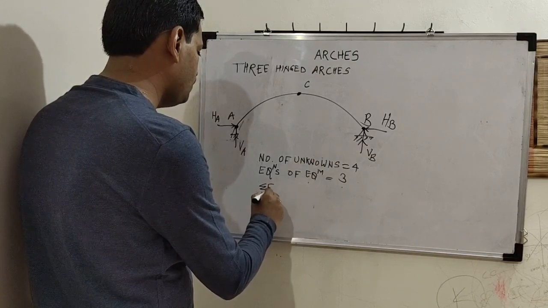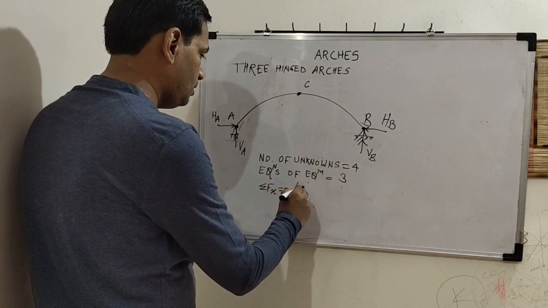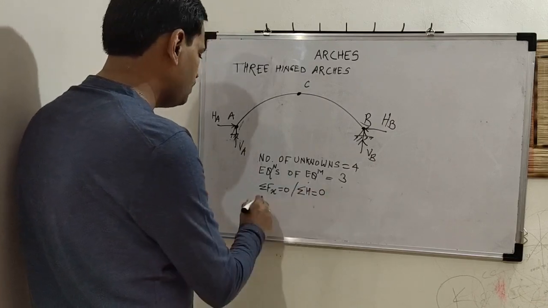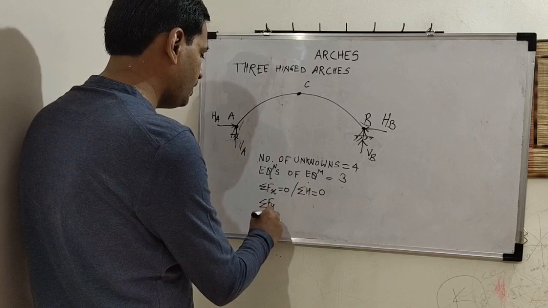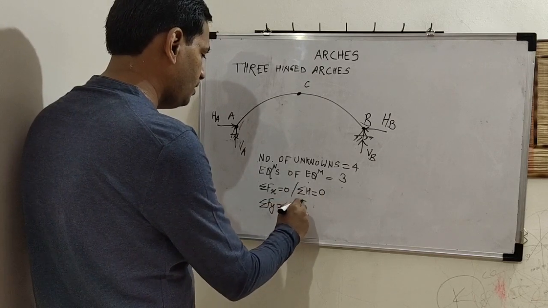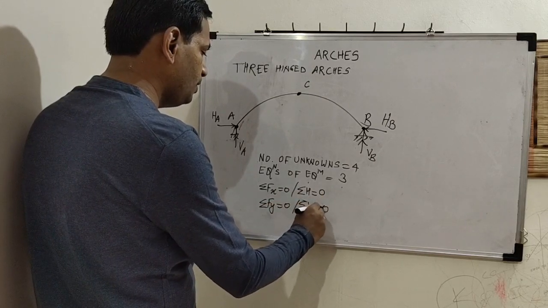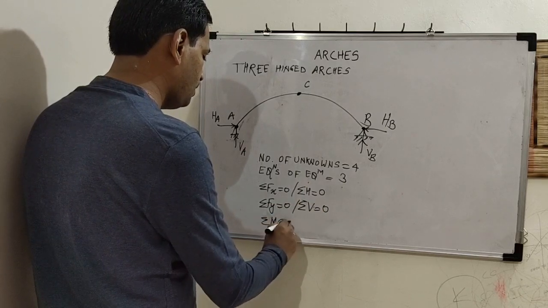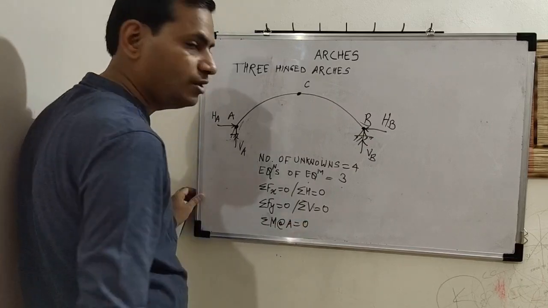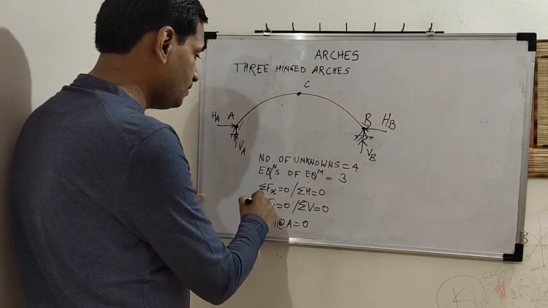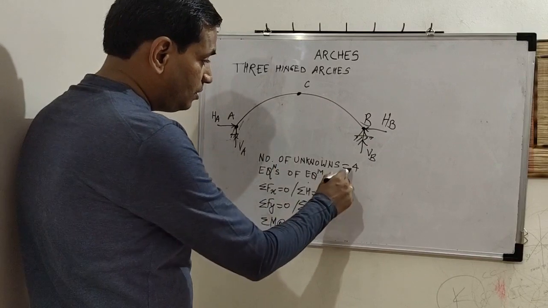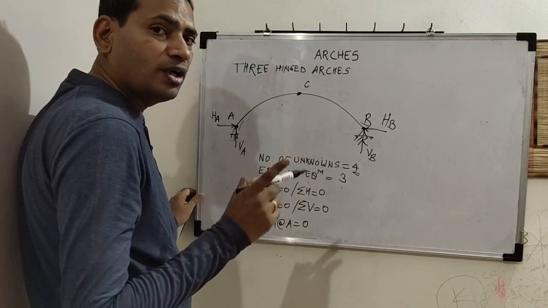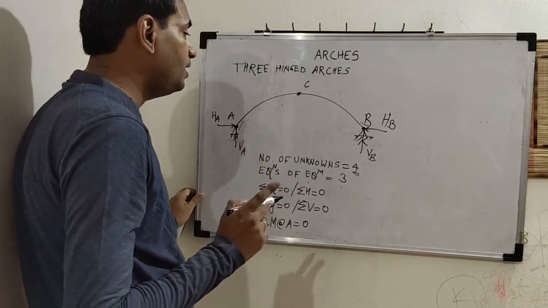Summation Fx is equal to 0, or summation of horizontal forces. Correct. Any symbol we can use. Second is summation of vertical forces 0, Fy, or summation of V is equal to 0. And third is summation of moment about any point, correct, is equal to 0. So these are 3 conditions. So unknowns are 4 and equations of equilibrium are 3. So one more condition we need, that is what?